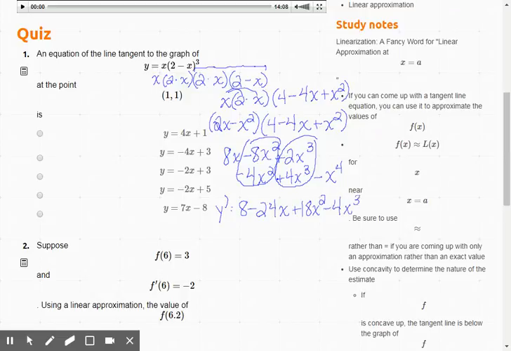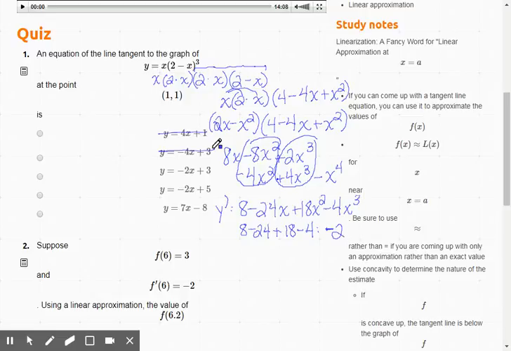Now we can plug in 1 for x. So we've got 8 minus 24 plus 18 minus 4 when we plug in 1. So 8 minus 24 is negative 16. Negative 16 plus 18 is 2. 2 minus 4 is negative 2.